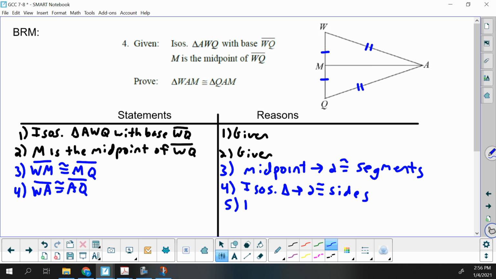And we can also do isosceles triangle implies 2 congruent base angles. So if we think of the big triangle, the congruent sides are those double tick marks. So the angles across from those are the W and the Q. Or you can use the fact that they told you the base was WQ to know that W and Q are the base angles. So angle W is congruent to angle Q. And we'll mark that in the picture.